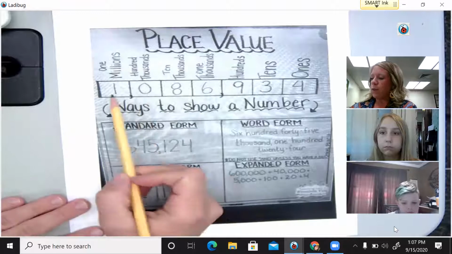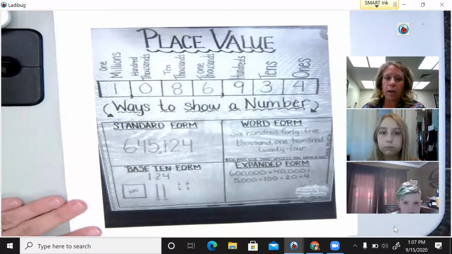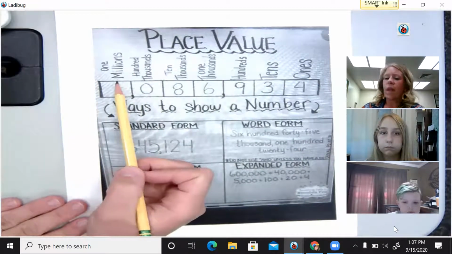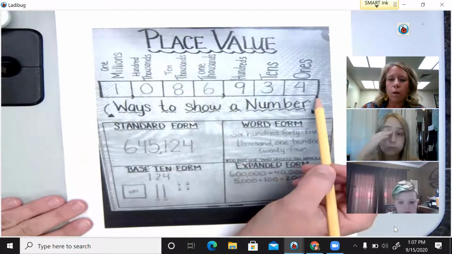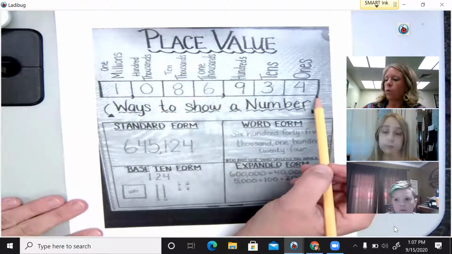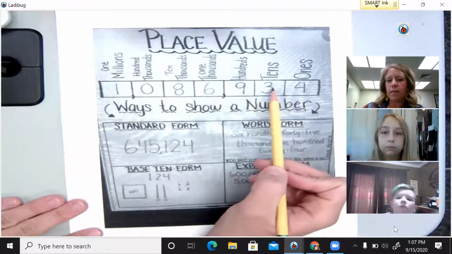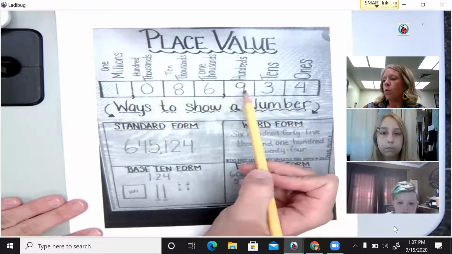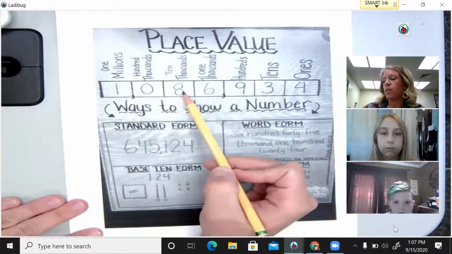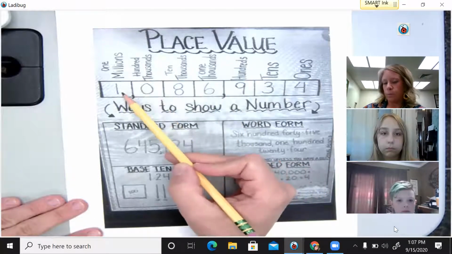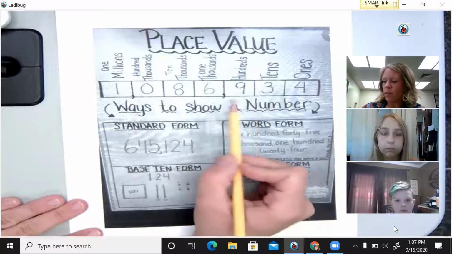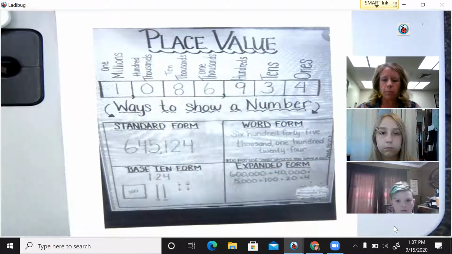So here we have a really big number. And in 4th grade, we do go up to millions, but we do not go past the smallest value, which is ones. So when you look at this number, we go with ones, tens, hundreds, thousands, 10,000s, 100,000s, millions. What do you know about commas in a very big number?